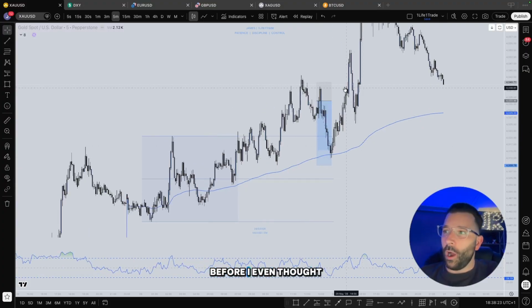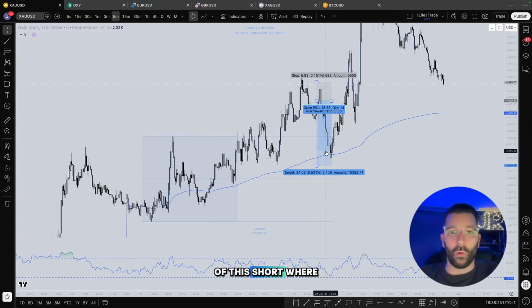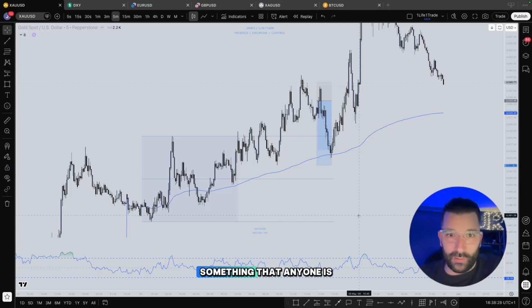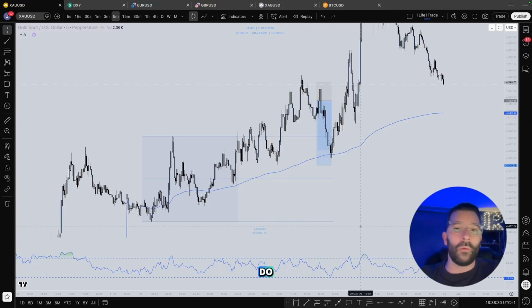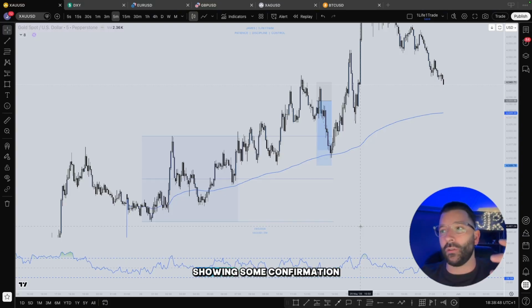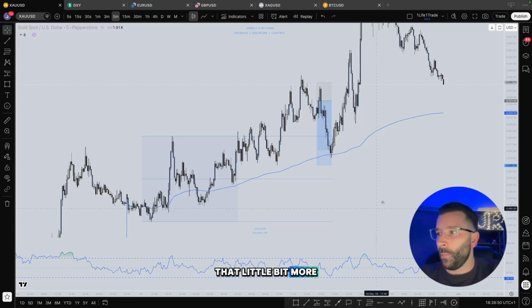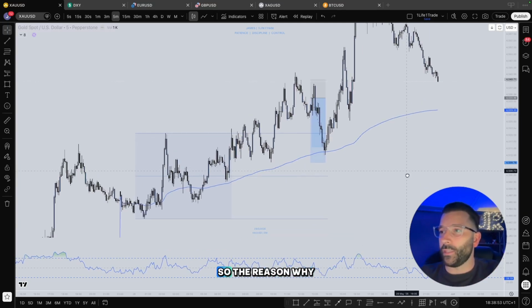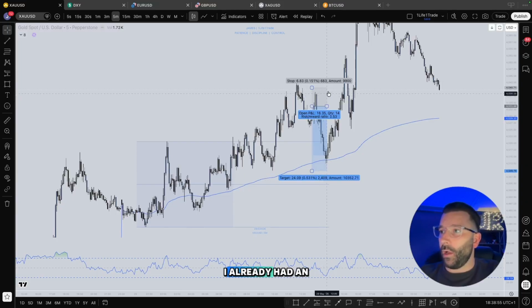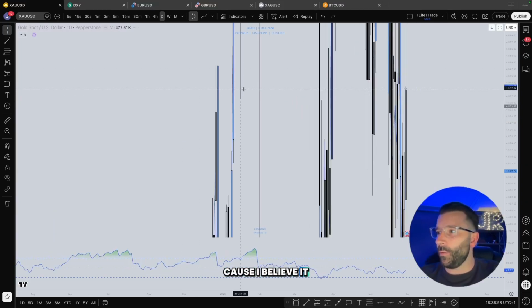Now before I even thought of this short, where I like to mark up my chart, something that anyone that's learning to trade will do. Maybe it's the day before, maybe it's first thing in the morning. You can mark up areas, mark up zones, and just have a little bit of little AOIs, POIs of where it might go and where it might react. So then if it does come to this area, start slowing down, start showing some confirmation. It just gives you that little bit more confirmation.